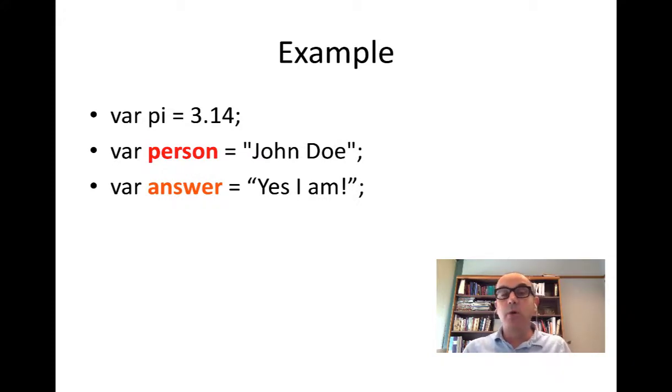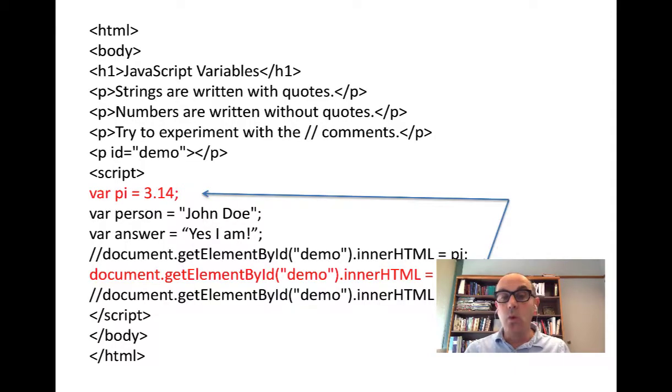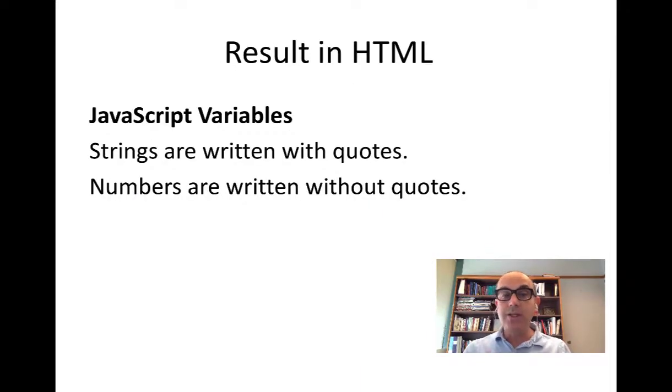So in this case, pi is equal to 3.14, the second variable is John Doe, and the answer is yes, I am. So what's going on here? Again, I want you to recognize what the variables are and how I use the variables. In this case, I'm going to call document.getElementById, and it will give me the idea of what it entails. So the strings are written with quotes, but the numbers are without quotes.